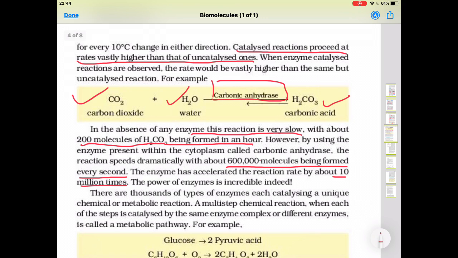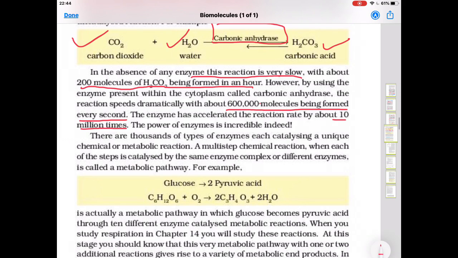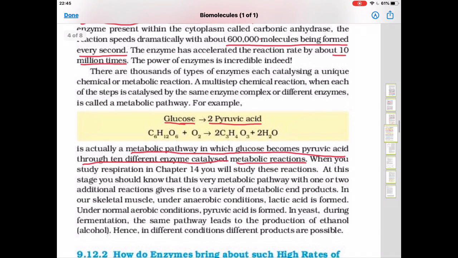A multi-step reaction, when each of the steps is catalyzed by the same enzyme complex or different enzymes, is called a metabolic pathway. For example, glucose changing into pyruvic acid is a metabolic pathway in which glucose becomes pyruvic acid through 10 different enzyme catalyzed metabolic reactions.